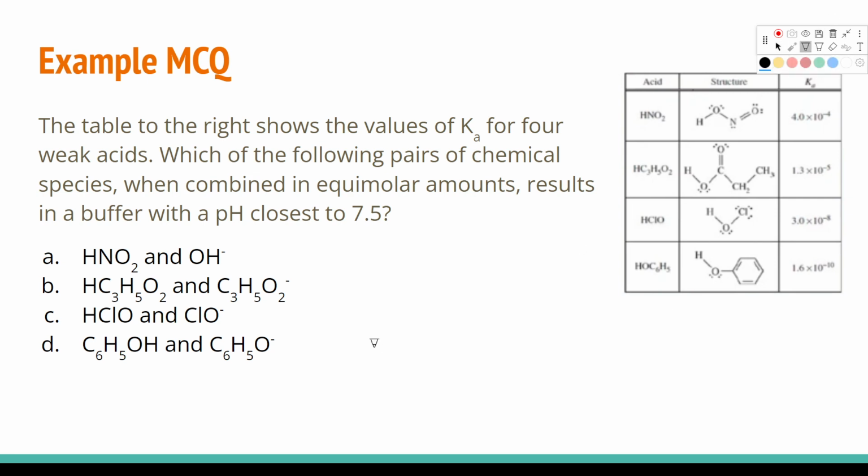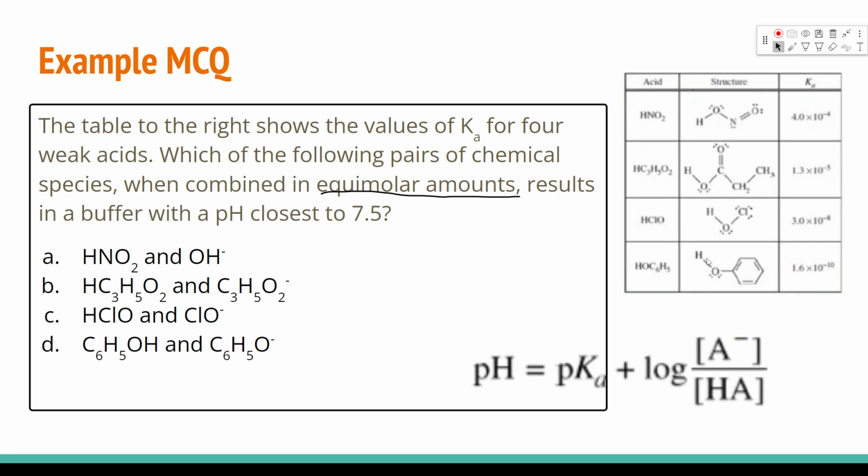Alrighty, ready? Here we go. So, when combined in equimolar amounts. So what does equimolar mean again? Well, if we break it apart, equi is equal, and molar is moles. So we have an equal amount of moles. So the amount of moles of acid equals the amount of moles of base.